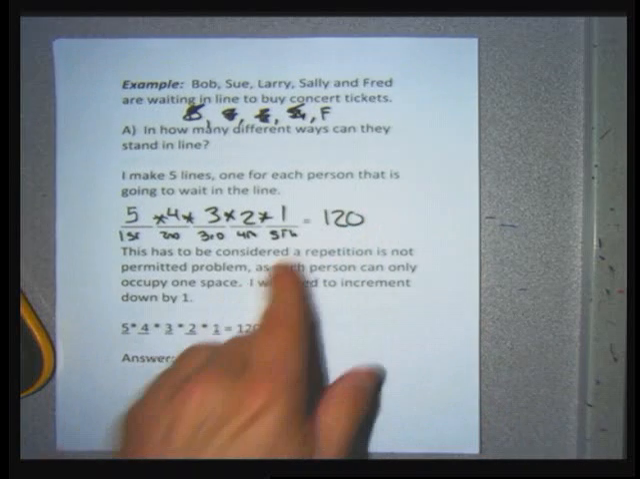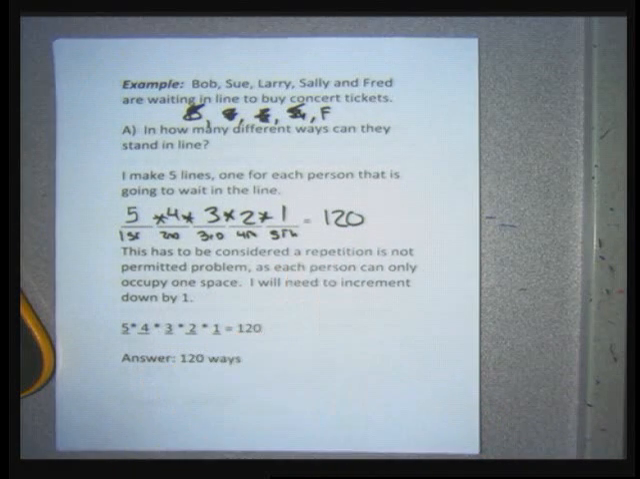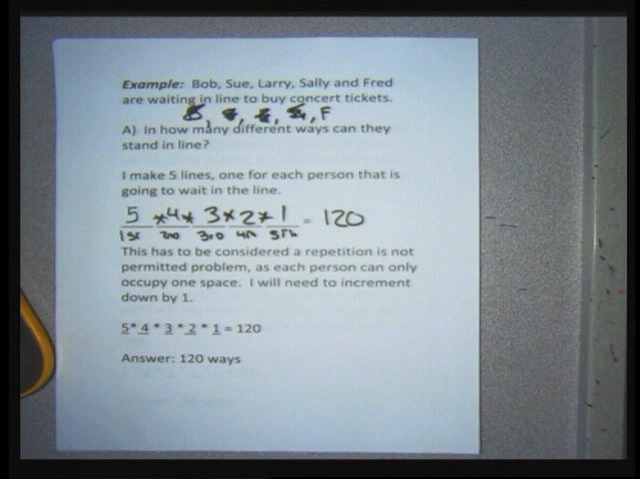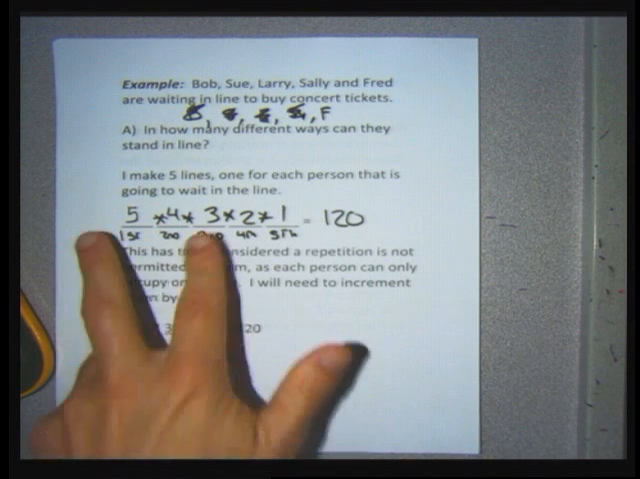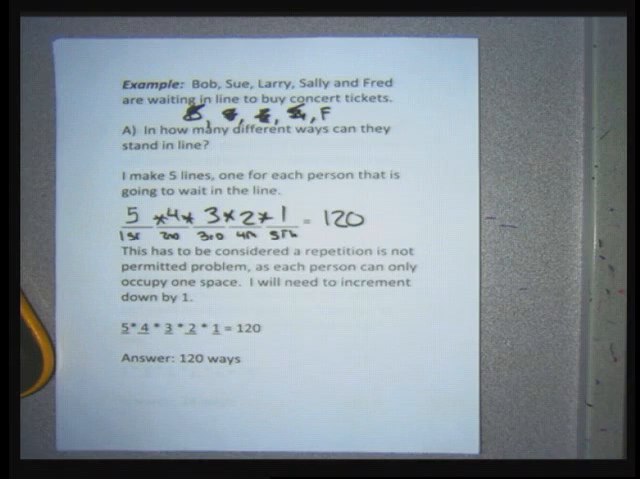So down here I said that even though it doesn't say repetition is not allowed, it's assumed by just the physical nature of the problem. If repetition was allowed, it would mean the same person could be in two places in the line at once, and that's not possible.